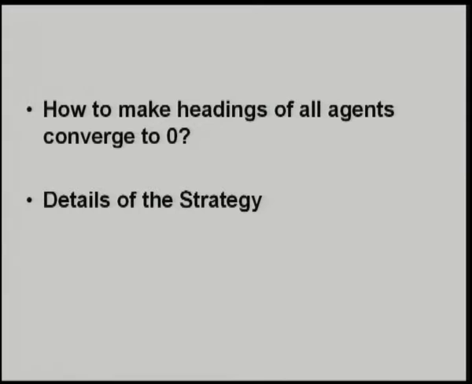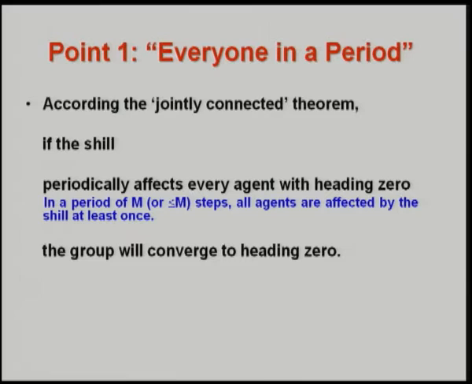But how to make headings of all agents converge to 0? That needs much more details of the strategy. According to the jointly connected theorem, which I briefly described about the research on the self-organized behavior, if the shield can theoretically affect every agent with heading 0, then the group will converge to heading 0.